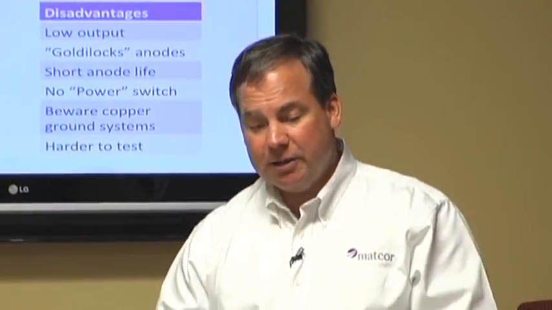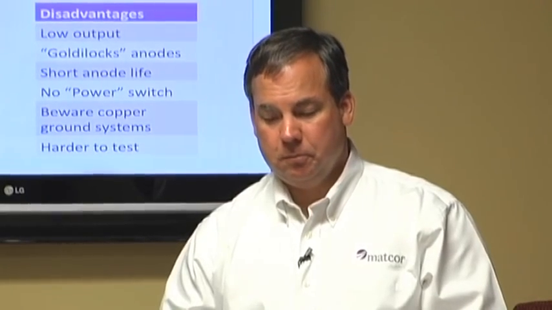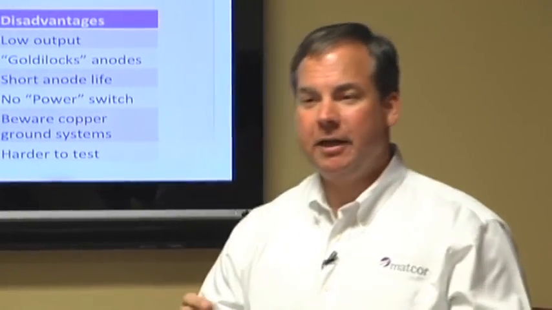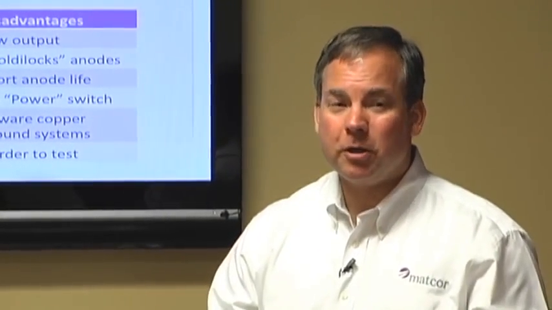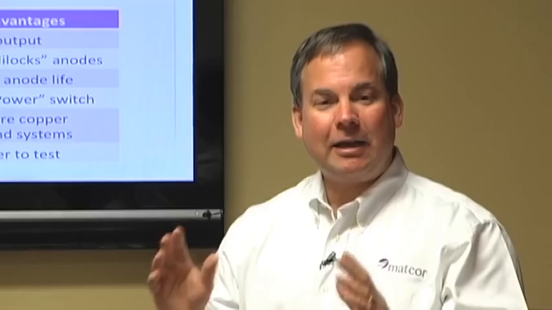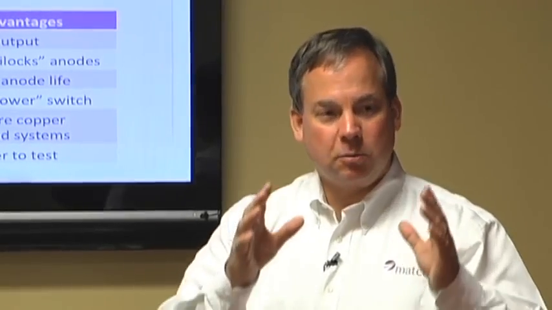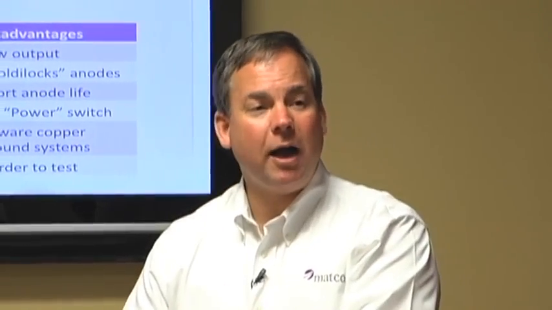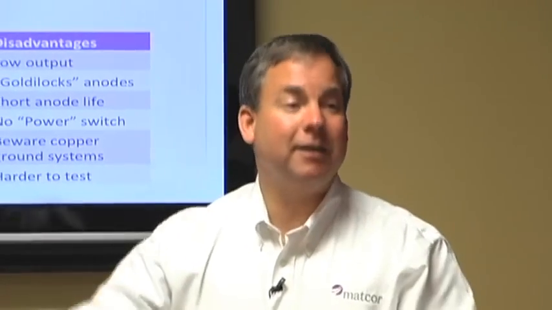The disadvantages of galvanic anodes: very low output, small driving force, low output. I call them Goldilocks anodes. Remember the Goldilocks story, the porridge is too hot, the porridge is too cold? Galvanic anodes only work when the circumstances line up perfectly. If the soil resistivity is too low, meaning the current's going to flow too fast, those anodes will consume too fast. If the resistivity is too high, you're not going to get enough current off of them to protect anything.